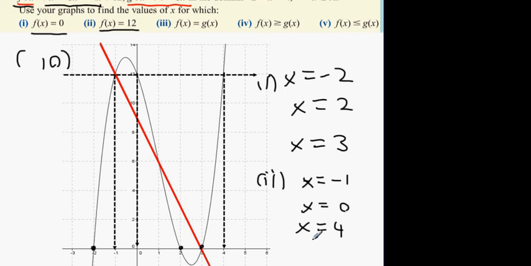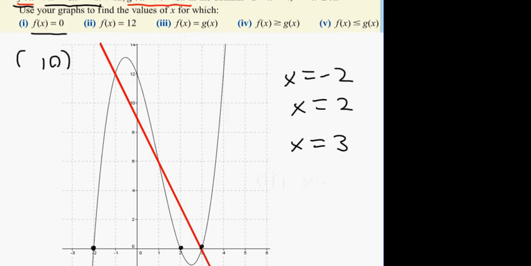Right? Part 3. What does part 3 mean? When does the output for the curve equal the output of the line? What's G, guys? Line. When does the curve equal the line according to the graph, lads? When does it touch the line? When did they intersect is basically the question. 12 and 6. And what are the x values? Do you want the x values? 3 is the x. So x values are x equals 3.